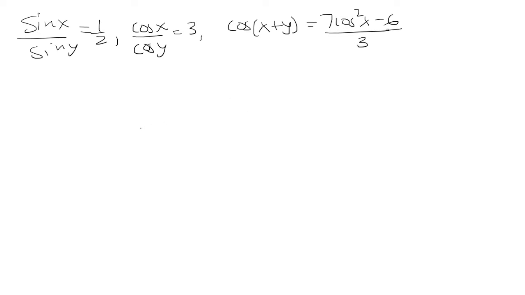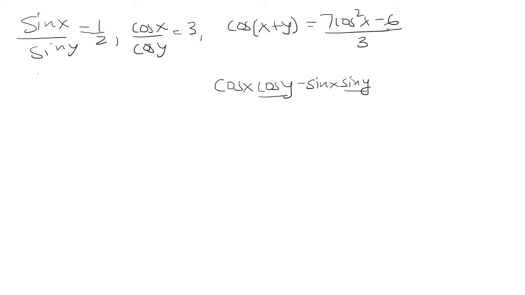First, let's start off with cosine of x plus y. That's just going to be cosine x times cosine y minus sine x sine y. Notice that the answer here is only in terms of x. So the plan is, let's substitute cosine y and sine y using these two equalities in terms of x.